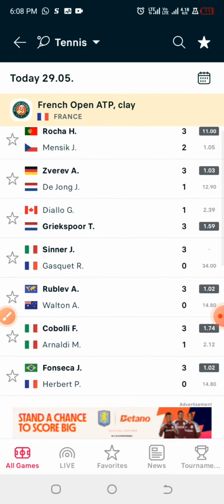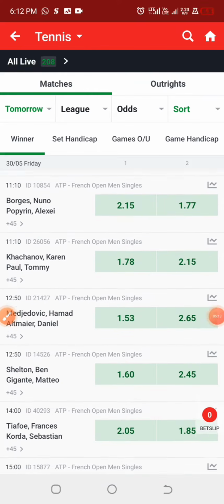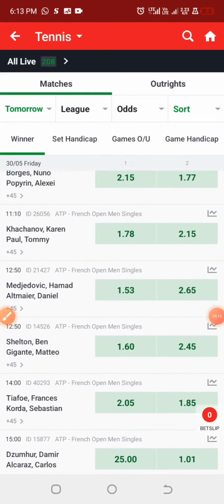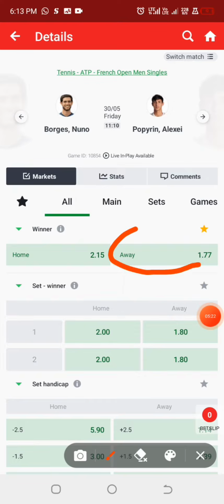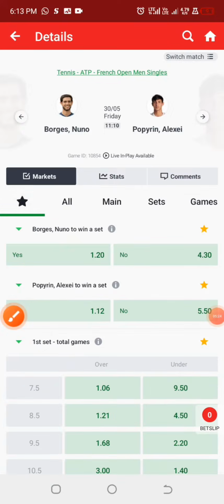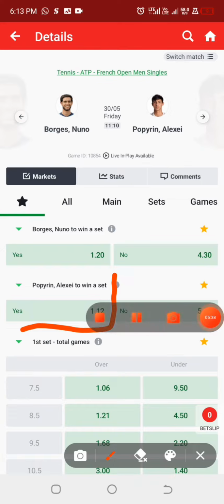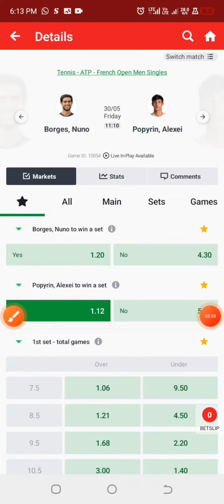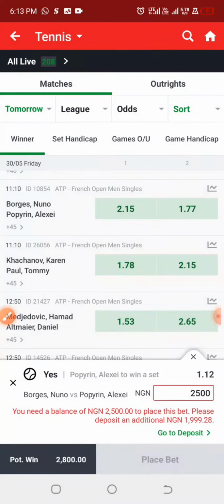So let's look into what we have today. For this match, the guy that the bookmakers are allocating 1.77 odd for is expected to win this match, and if not, we are looking into winning at least just one set. He's expected to win at least a set. So we have odd of 1.12, and this will be the first prediction of the bet of the day. And looking into the next game.